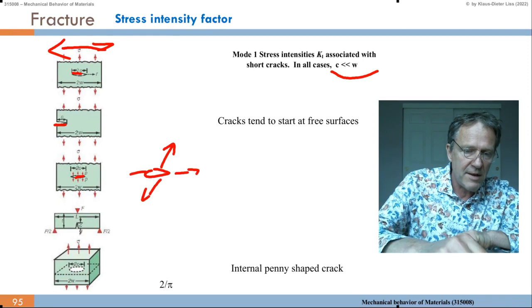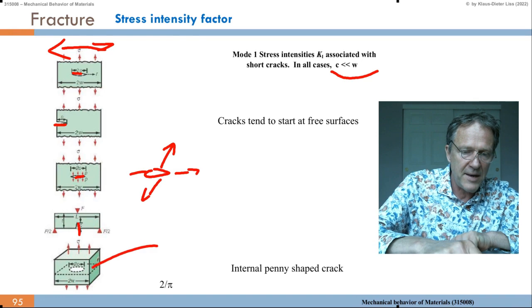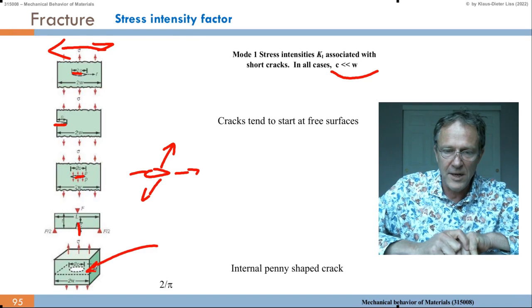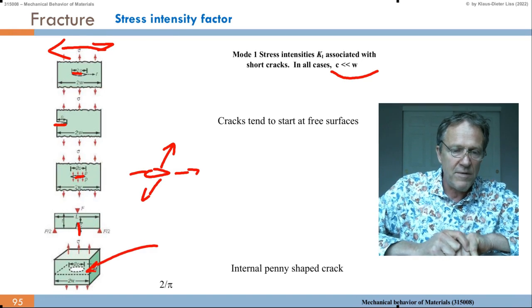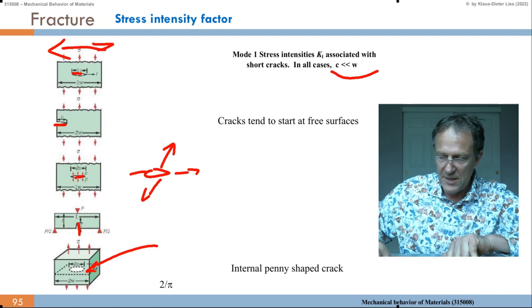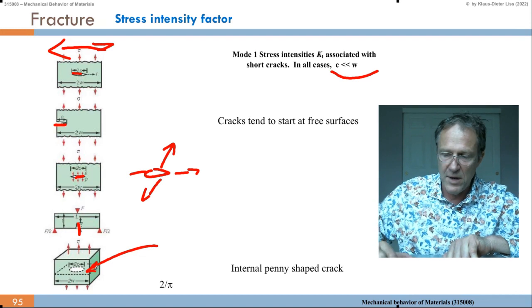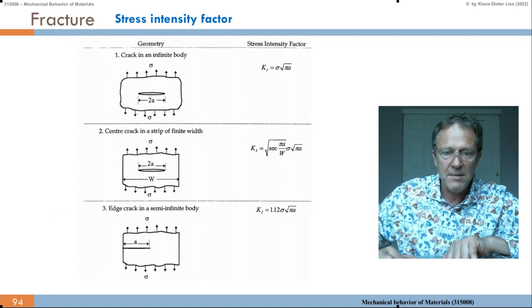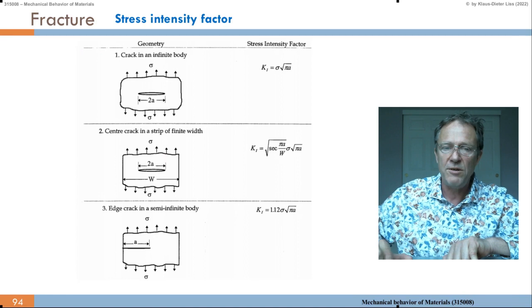Here we have a crack which comes from the bottom. Here's a penny shape. This is a penny shape, internal penny shapes. So there are various situations, and according to these situations you get the formula in those tables, and you just apply them.